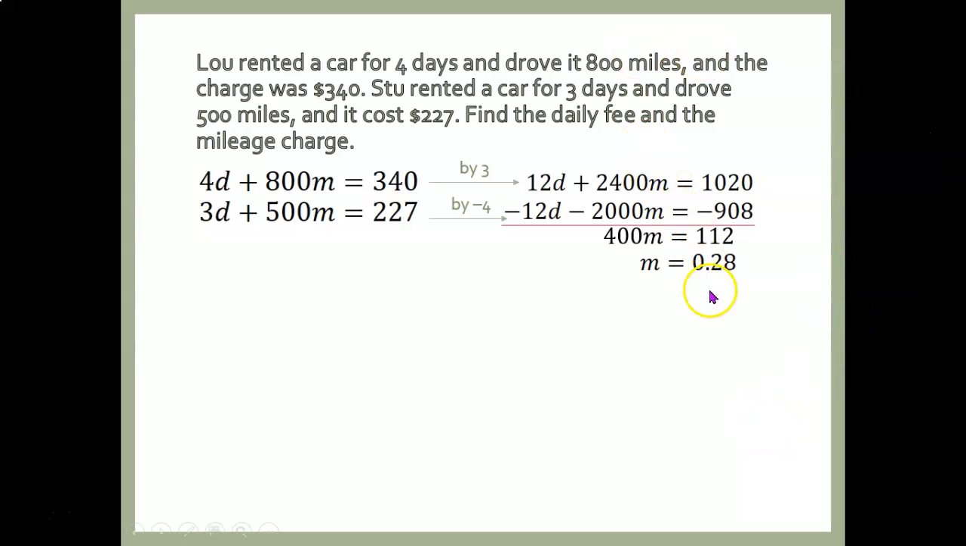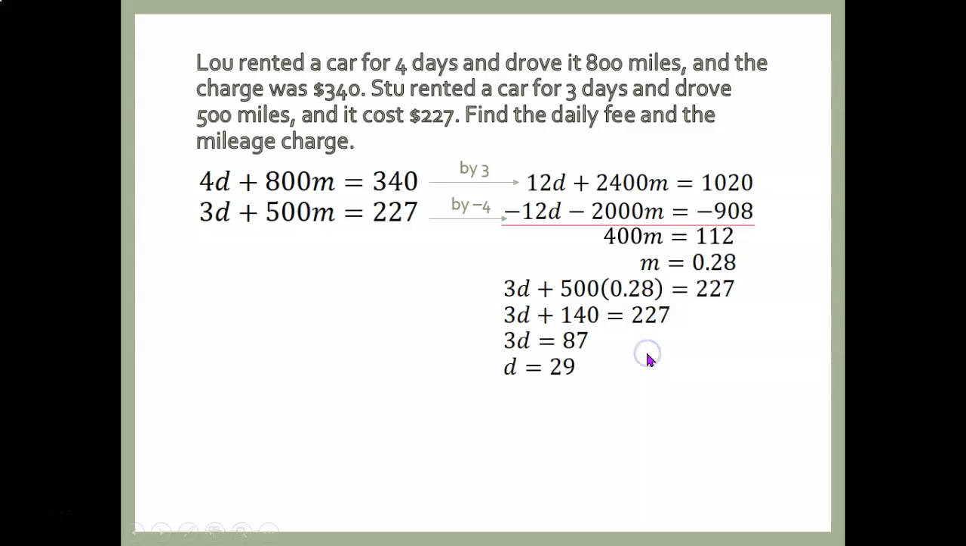So that's M. And if we take that number for M and plug it in, I use the bottom equation. 3D plus 500 times 0.28 equals 227. Well, 500 times 0.28 just so happens to be 140. So 3D plus 140 equals 227. To finish solving that, subtract 140 from both sides. So 3D equals 87. Divide both sides by 3. We get D equals 29.